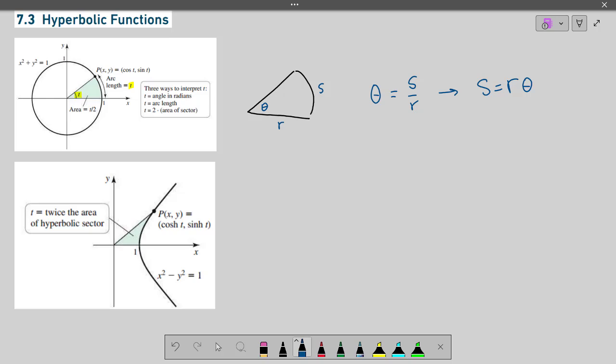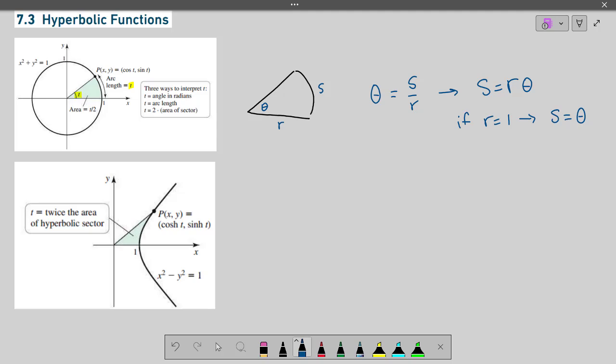So if we are dealing with the unit circle, so if r is 1, then s and theta are the same. Right? So the arc out here and that angle, they're the same. The magnitude. So yes, the arc would have units of length, and the angle we would say it's got units of radians. But the arc and the angle are the same.